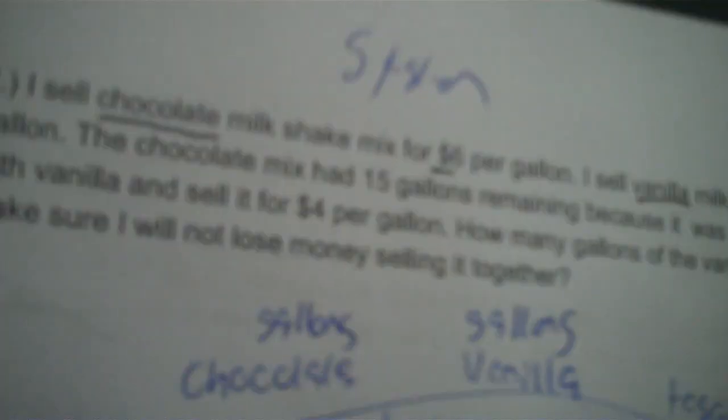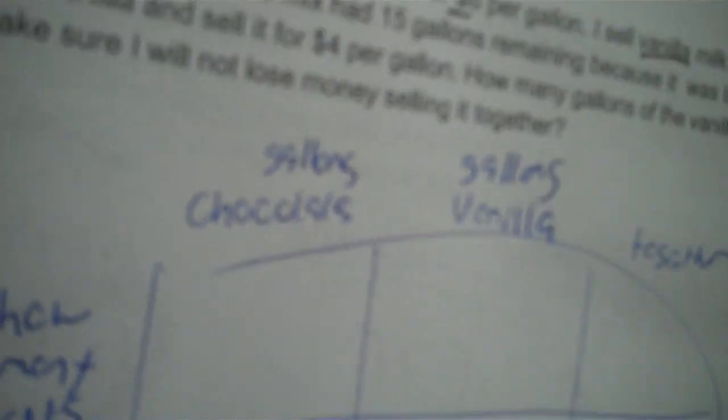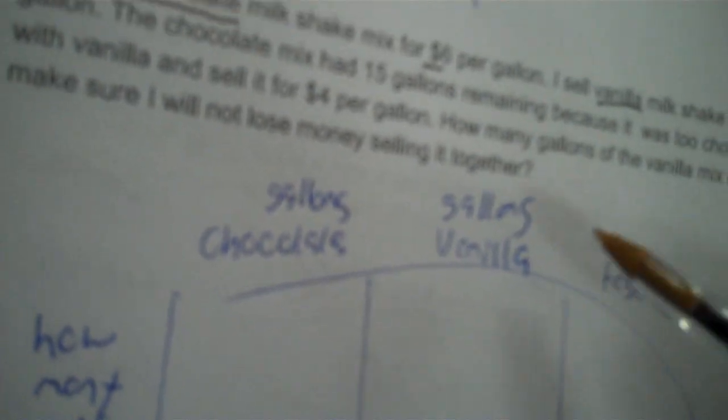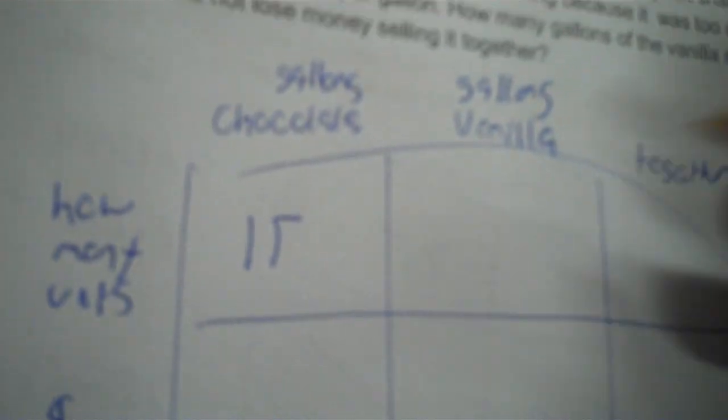Okay, so how many units, per unit, and total? So money total, money per unit. Okay, we don't have the money total, so don't try to put in equals, but you're not going to fill it. Now you could jump up here. How many gallons? How many units? 15 gallons. Okay, it says the chocolate had 15 gallons, and the vanilla, I don't know.